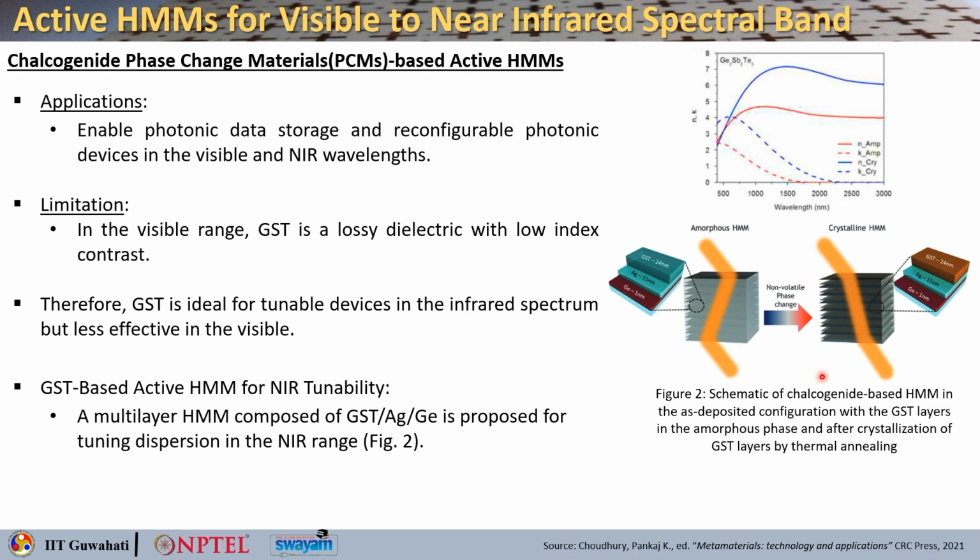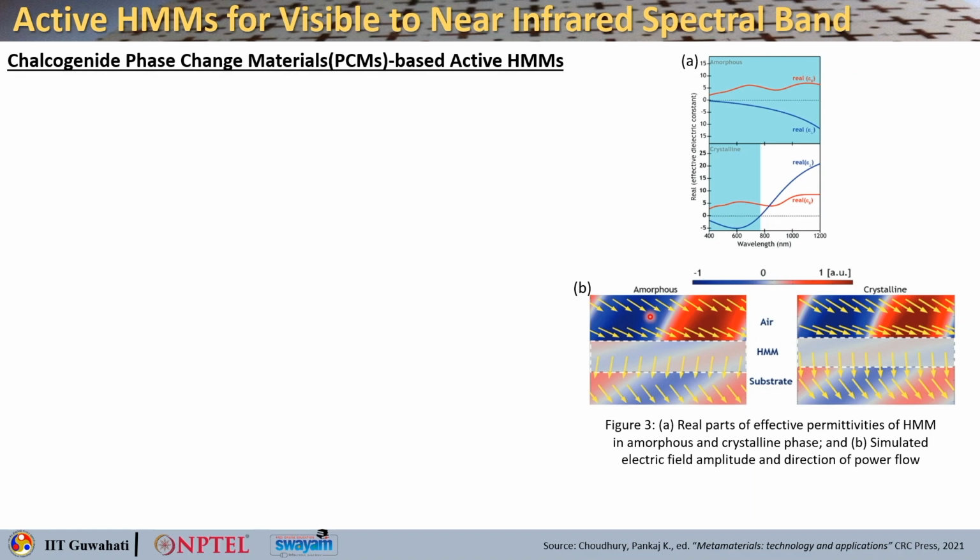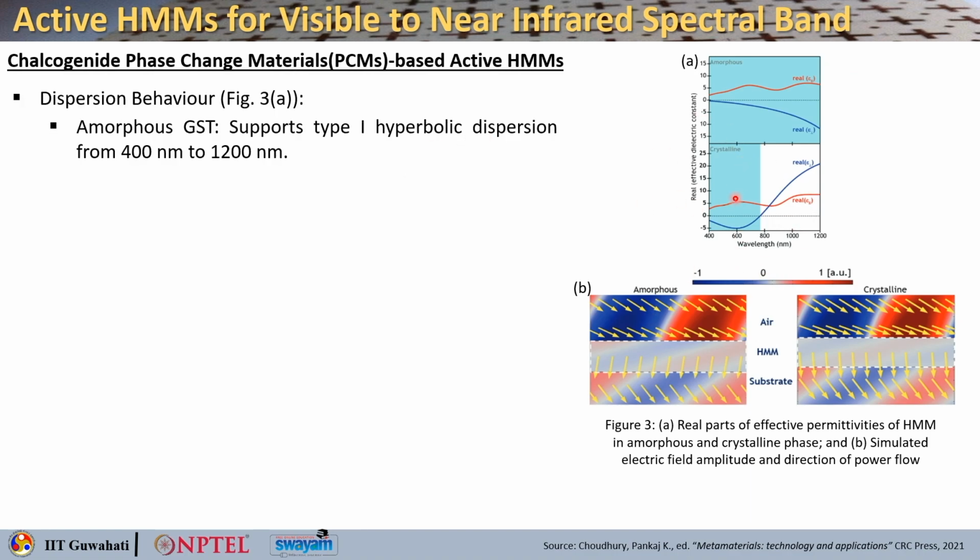Here you can clearly see that the structure is basically comprised of 7 periods of this kind of multi-layer unit cell stack, you can say. So, let us look into the dispersion behavior, which is clearly shown here. This is the real part of the effective dielectric constant, and this is the wavelength scale. This is the real part of the parallel permittivity, and this is the real part of the perpendicular permittivity. This is for the amorphous phase and this for the crystalline phase.